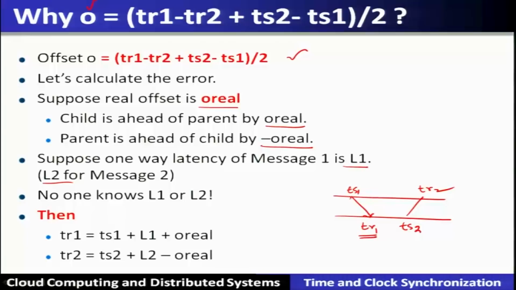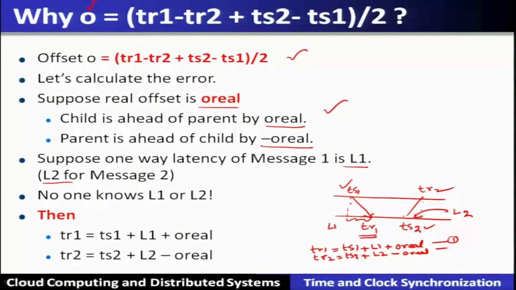So, here let us calculate Tr1. Tr1 is equal to Ts1 plus, let us say this latency is L1, plus the child is ahead of the parent by O real. Similarly, we can calculate Tr2. Tr2 is equal to Ts2 plus this latency L2, minus O real, that means the parent is ahead of the child by minus O real. So, this is equation number 1, this is equation number 2.